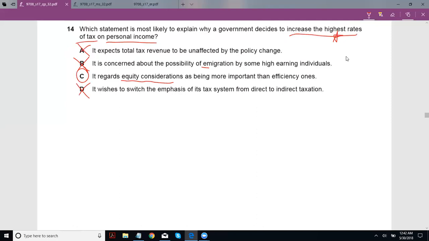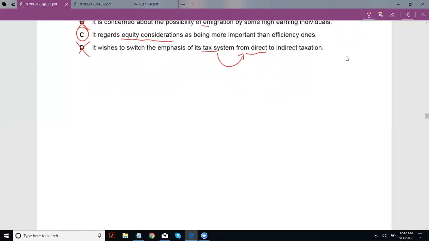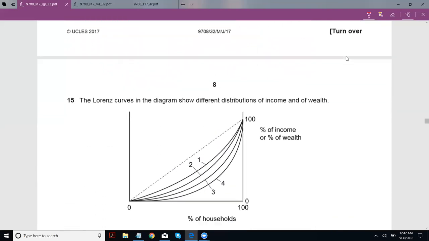No, in fact, there is more emphasis on the direct tax system, because personal income tax, that is income tax, is a form of direct tax. Since you're increasing this, you're increasing the emphasis of the tax system on direct taxes, not on indirect taxes. So it's literally the reverse of what D is saying.